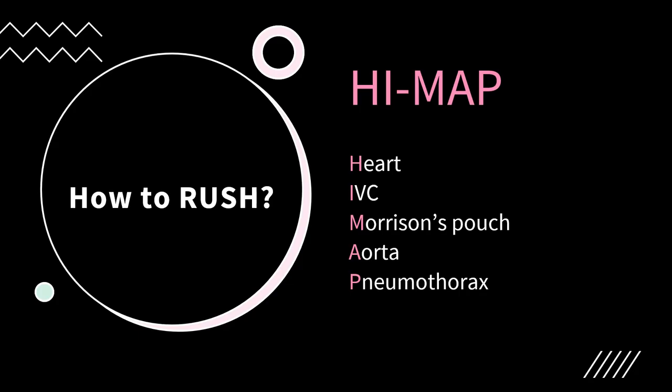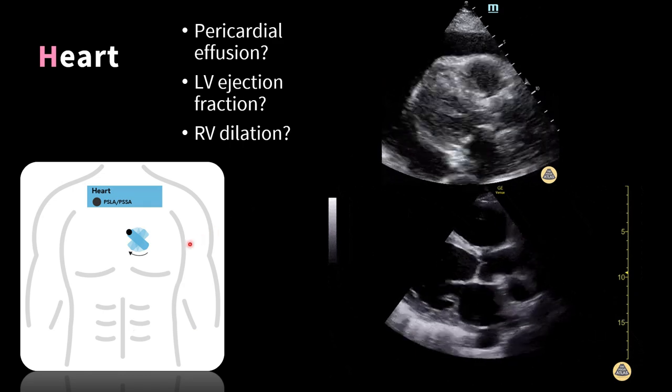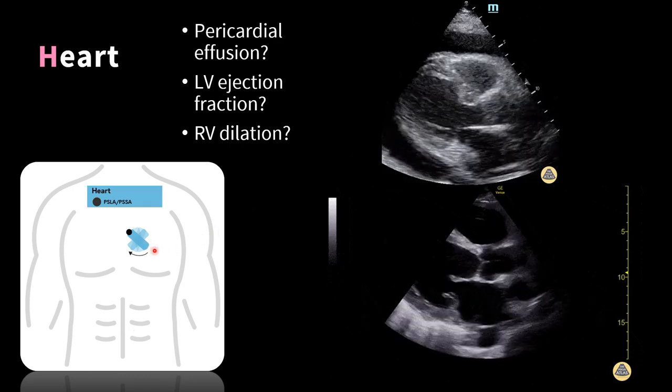The RUSH exam can be remembered with the acronym HIMAP, standing for heart, IVC, Morrison's pouch, aorta, and pneumothorax. And we'll go through each of these on the next slides. We'll first start off with the cardiac view in the parasternal long axis view identified here.